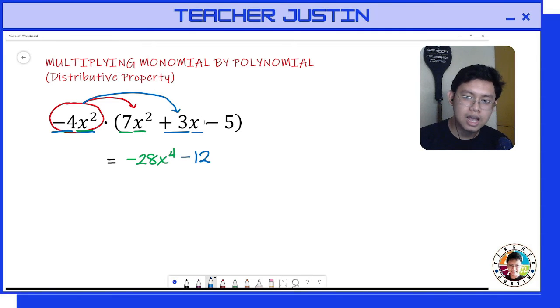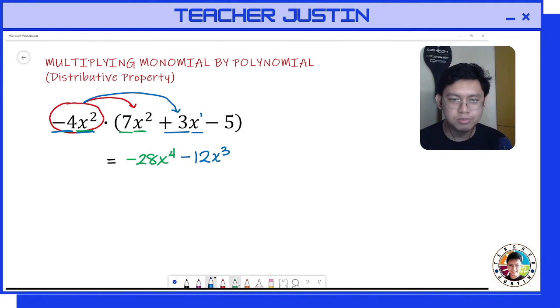Remember that x has an invisible exponent of 1. So copy the variable x and then add the exponent. 2 plus 1, that will give us 3. So their product will be negative 12x raised to 3.